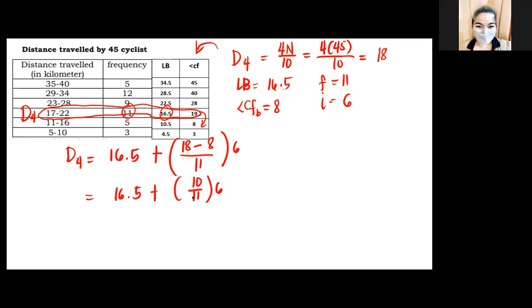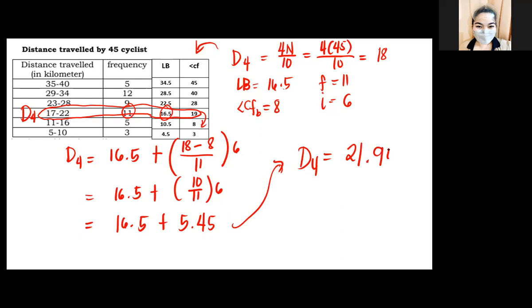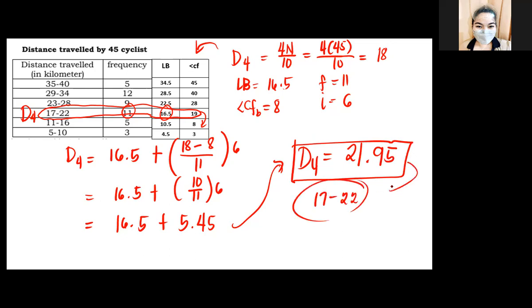Ano na po? Times 6. 5.45 po. 5.45. 16.5 plus 5.45. So what will be Decile 4? Decile 4 is equal to 21.98. That is between 17 to 22. So included talaga siya. Okay. So this is our answer.